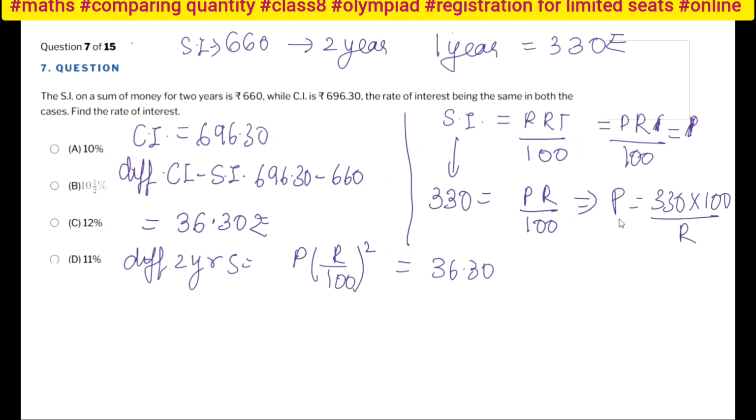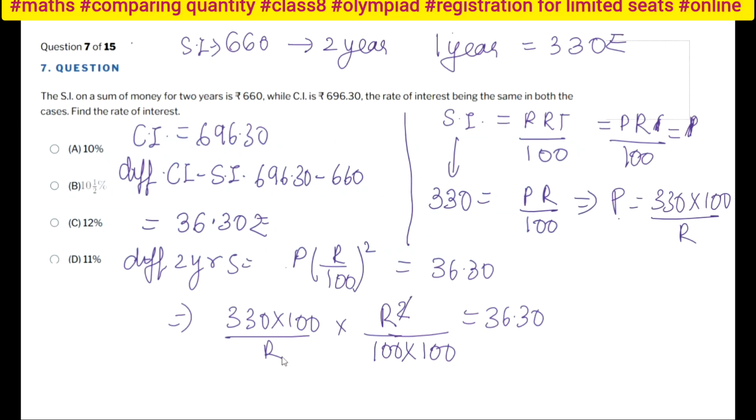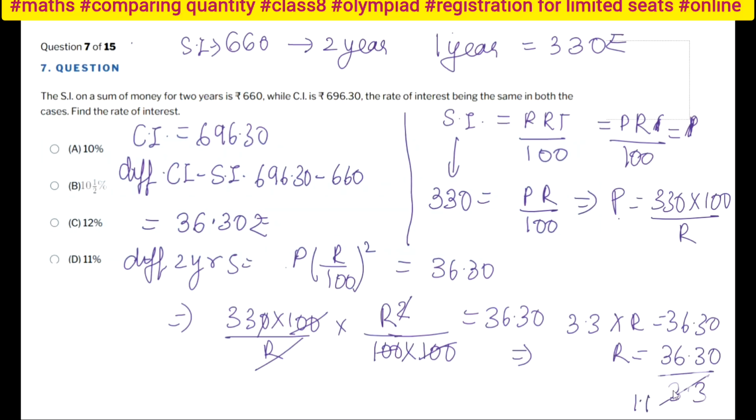Is it okay? Now I will use this P value over here. What will I get? 330 into 100 by R into R square by 100 into 100, and this much amount is equal to 36.30. Is it okay? So R is cancelled, 100, 100 cancelled. So I get 3.3 into R is equal to 3630. So R is equal to 3630 divided by 3.3. Cancel by 3, everything will cut down by 3, so it becomes 1.1 and 12.10. Is it okay? Yes, ma'am. So finally, 3.3 divided by this, it will come approximately 11%.